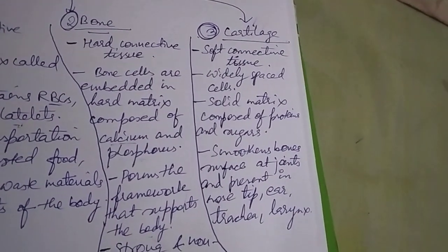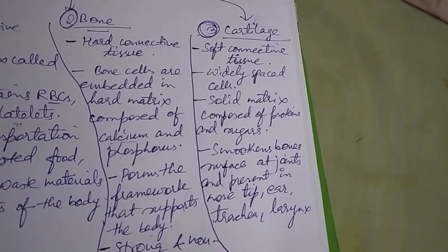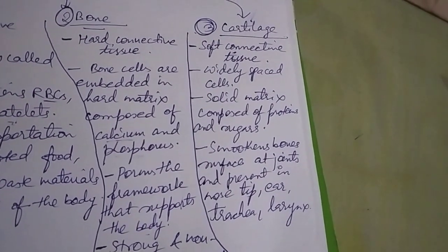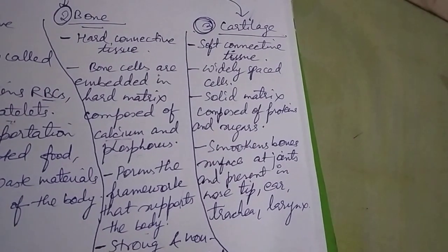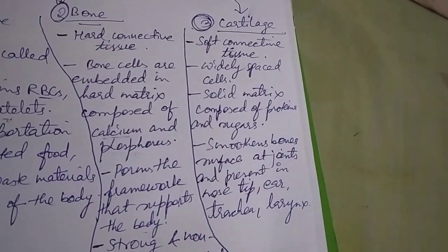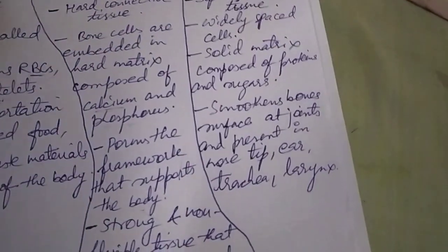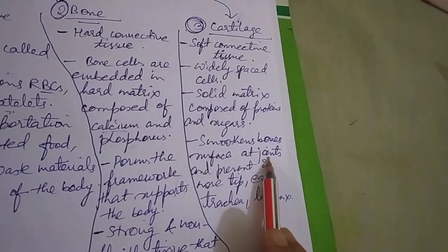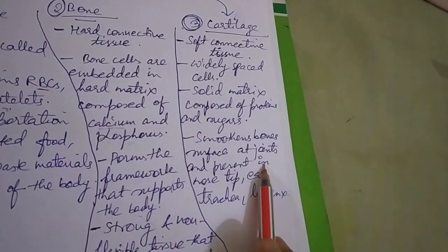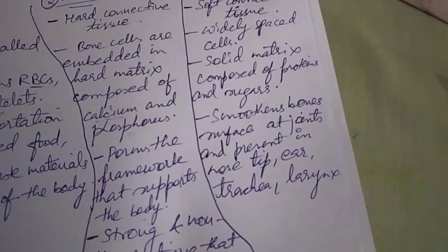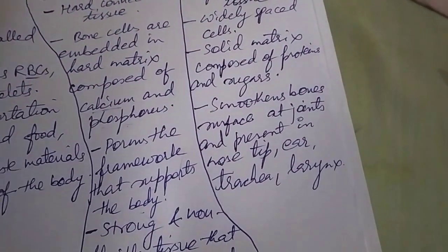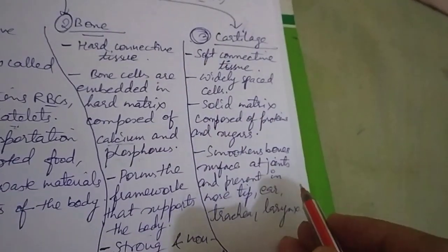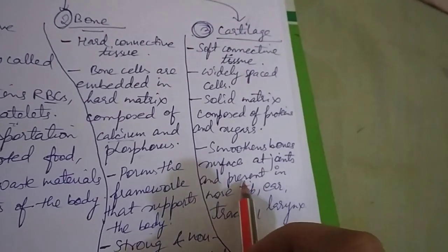Solid matrix composed of proteins and sugars. Their matrix is solid, but it is not composed of calcium and phosphorus, but of proteins and sugars. What does it do? It smoothens the bones' surface at joints. You know joints have cartilage, like wrist, ankle, knee. All these joints, where two bones join together, have cartilage in between them.